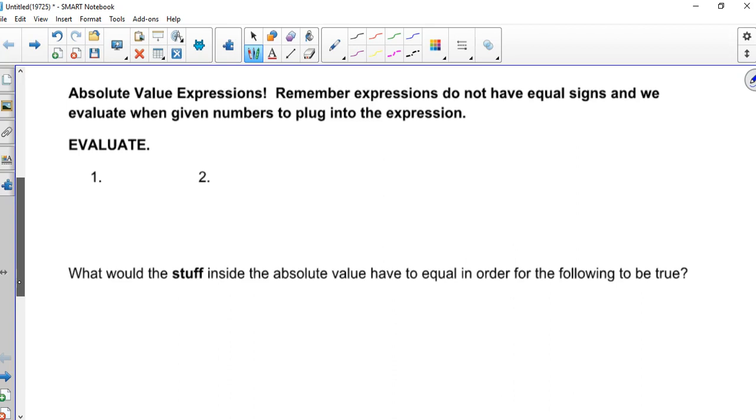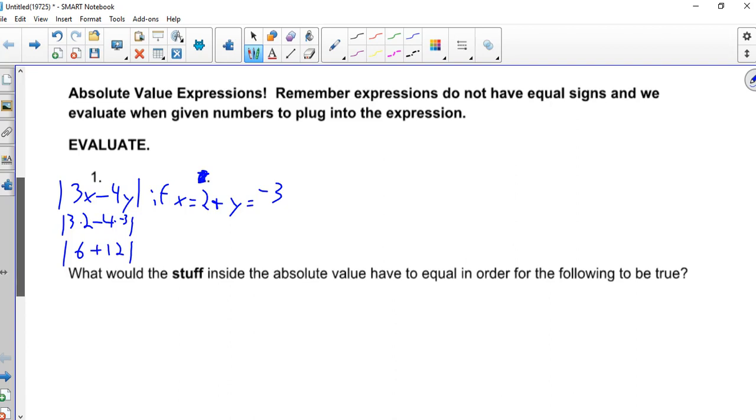Expressions. Remember, expressions do not have equal signs, and we evaluate when given numbers to plug into the expression. So, this got cut off apparently. Let's evaluate this: the absolute value of 3x minus 4y, if x is 2 and y is -3. What we're going to do is substitute it in and say 3 times 2 minus 4 times -3. 3 times 2 is 6. -4 times -3 is +12, which gives the absolute value of 18, which is 18.